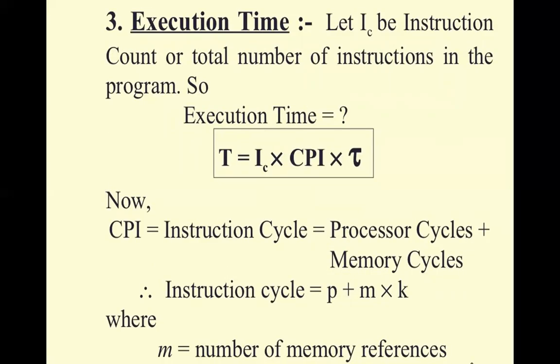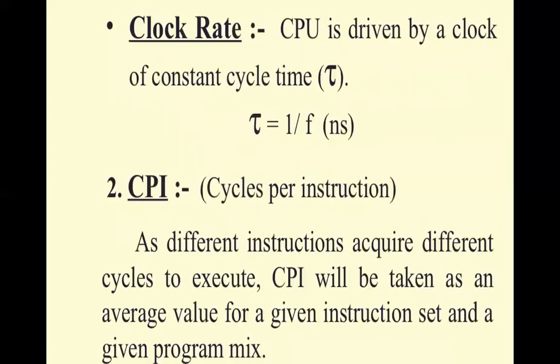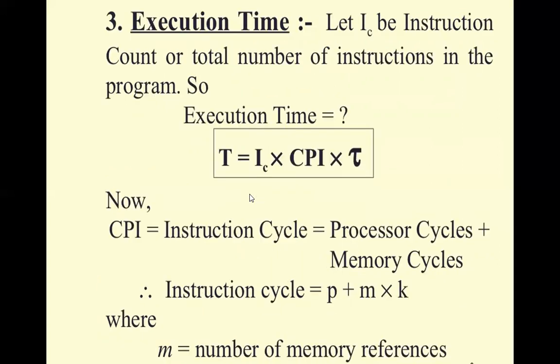Okay, so these are the important system attribute factors. One is clock rate and f, that is, cycle rate and clock rate. Next is cycles per instruction. Next is IC, instruction count. Next, T means execution time, equal to IC into CPI into tau, in nanoseconds. After this are processor cycles: this CPI will depend on how many processor cycles there are, how many memory cycles, and how much latency the memory cycles incur.